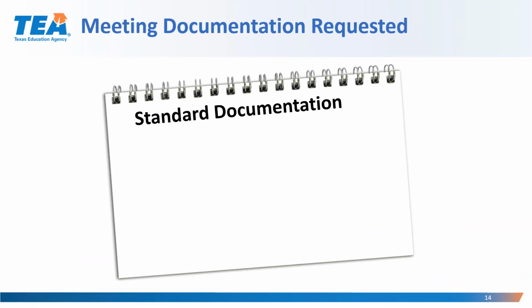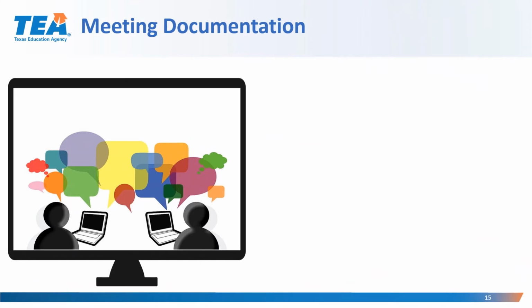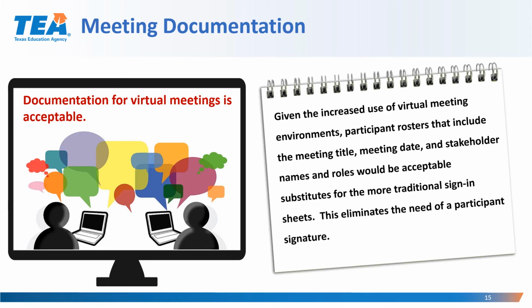The standard meeting documentation that an LEA should maintain locally includes meeting agendas, meeting notes or minutes, and sign-in sheets. Please note that documentation for virtual meetings is an acceptable form of documentation. Given the increased use of virtual meeting environments, participant rosters that include the meeting title, meeting date, and stakeholder names and roles would be acceptable substitutes for the more traditional sign-in sheets. This eliminates the need of a participant signature.